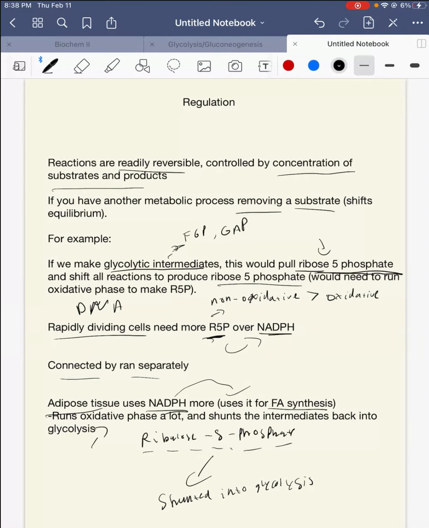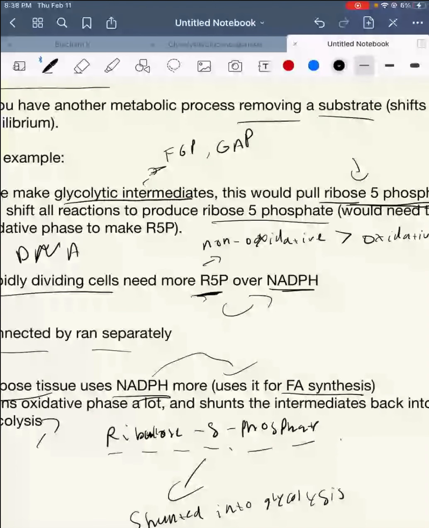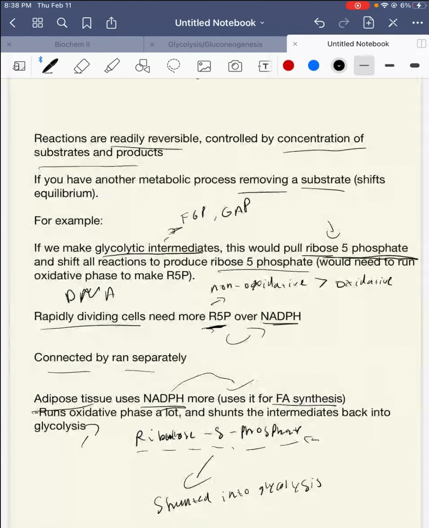So be careful with ribulose and ribose. Ribose 5-phosphate is the one used mainly when you're running the non-oxidative phase, and that's the one used for DNA replication, like in rapidly dividing cells and tumors and all of that stuff. Ribulose 5-phosphate is the product of the oxidative phase, and once the oxidative phase is done, ribulose 5-phosphate is just chilling in the cytosol. So then it runs the few non-oxidative reactions, and then that gets shunted into glycolysis.